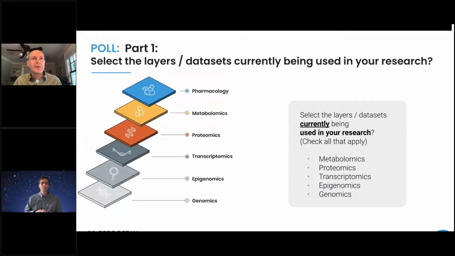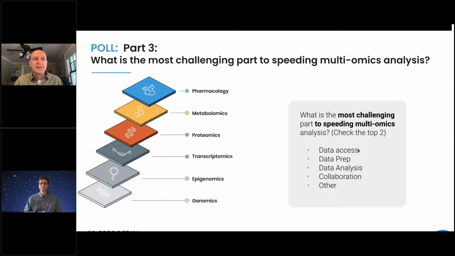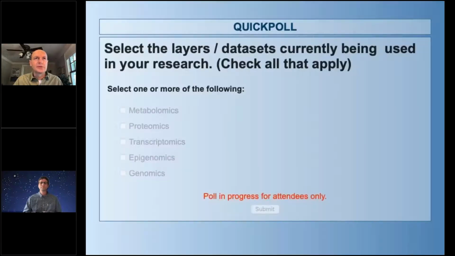Great. So now we're going to pause for a three-part poll. The first one, we're going to ask the audience, what are you currently using as multi-omics layers? The second poll will be about what you would look to use in the future that you find exciting as a multi-omics layer. And the third poll will be asking what are the most challenging parts of speeding up multi-omics analysis. So we're going to hand it over to the poll now.